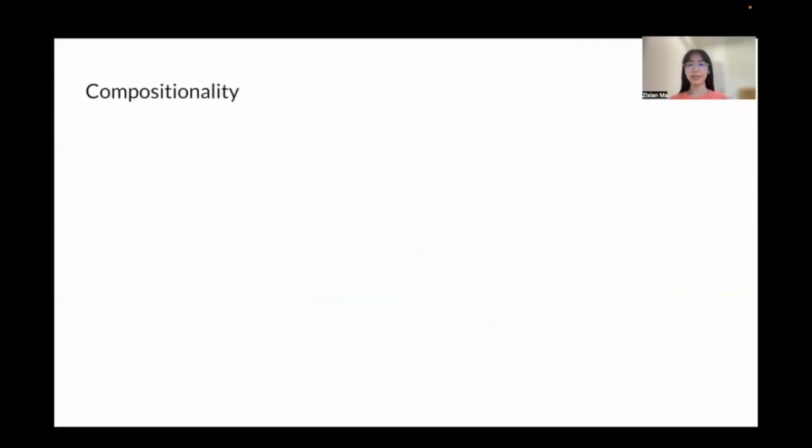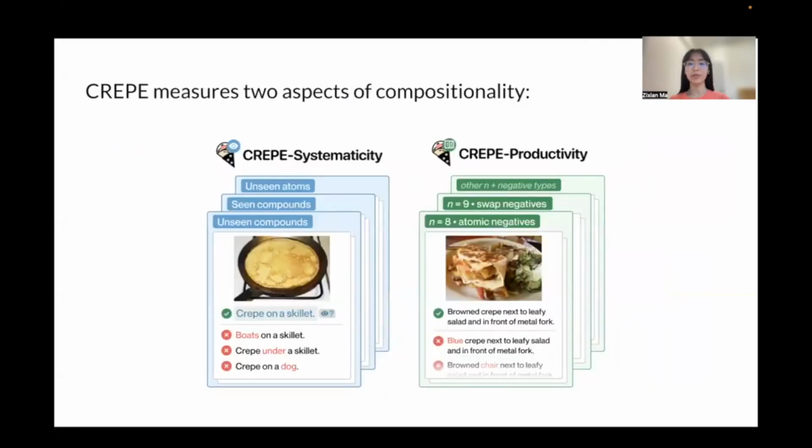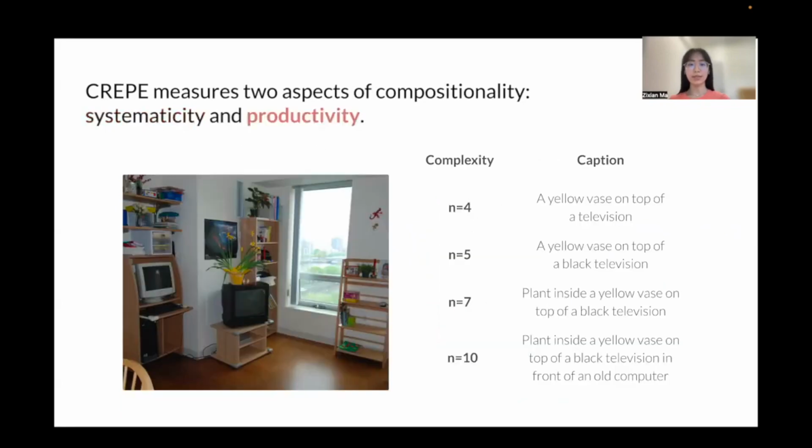Compositionality is an important characteristic of human intelligence. It enables people to reason about new and complex language and visual scenes by composing their understanding of individual parts. However, can our best vision language foundation models reason compositionally? To answer this, we introduced CREPE, a benchmark that measures vision language models' compositionality in 2 aspects: systematicity, how well a model generalizes to unseen combinations, and productivity, how well a model comprehends increasingly complex expressions.